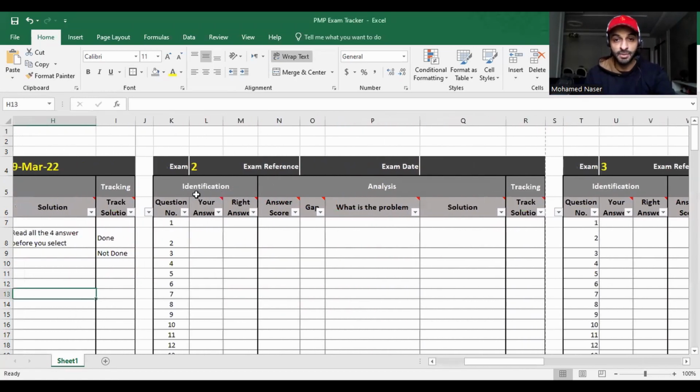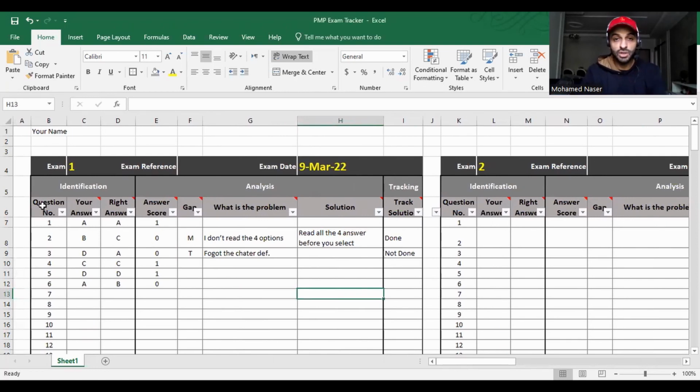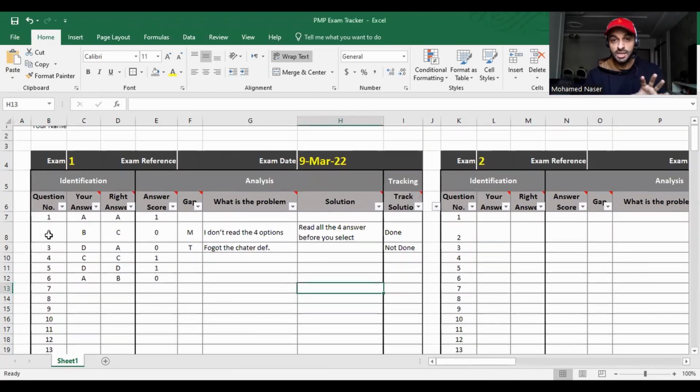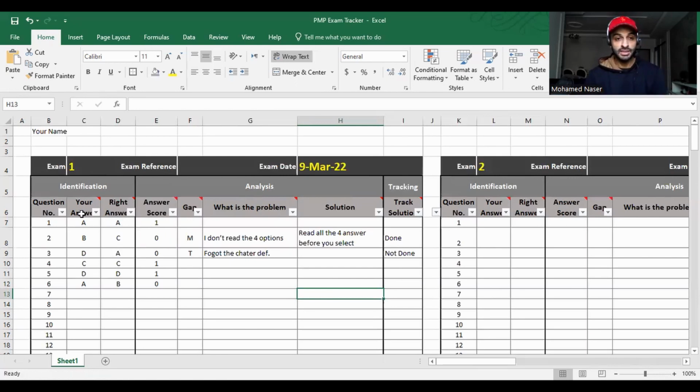So this is exam number 1, exam number 2, until exam number 5. In each table, the first column indicates the number of the question. We have here 180 questions, like the PMP exam. To take the exam, you need to solve 4 to 5 complete exams as a simulation. So when you solve one exam, while you are doing it or after you finish it, you need to write your answer in the first column. In the second column, you write the right answer of each question. After that, you record your score.